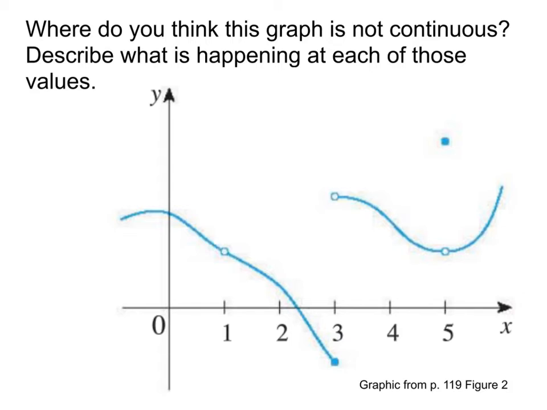Now, as you take a look up there, you'll notice in the bottom right-hand corner, this graph comes from page 119. It's figure 2, so you don't need to copy down the whole thing. You can just make a note of that, and then you can put it into your notes later if you wanted to. So we want to be able to describe what is happening at each of the values where we do have a discontinuity. So what is one value where you see a discontinuity here?